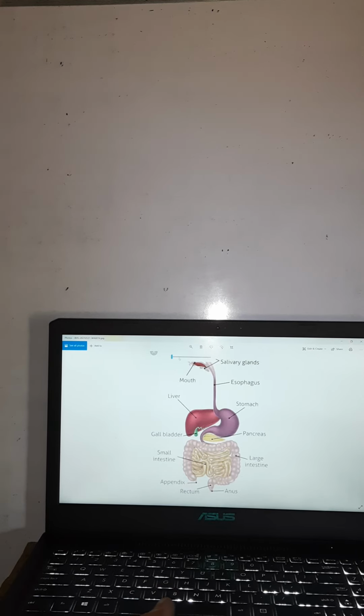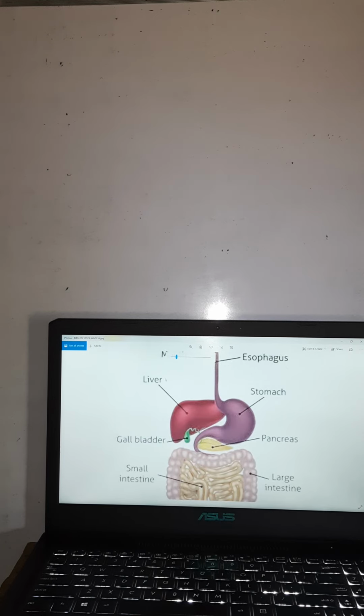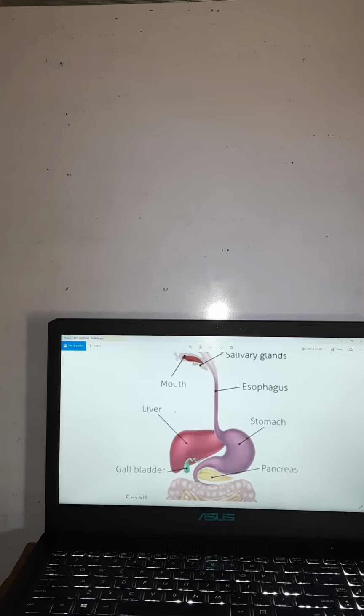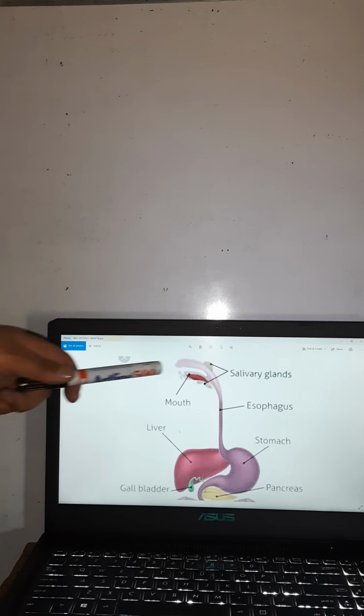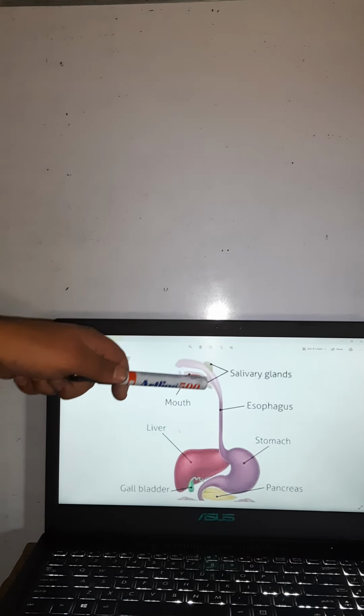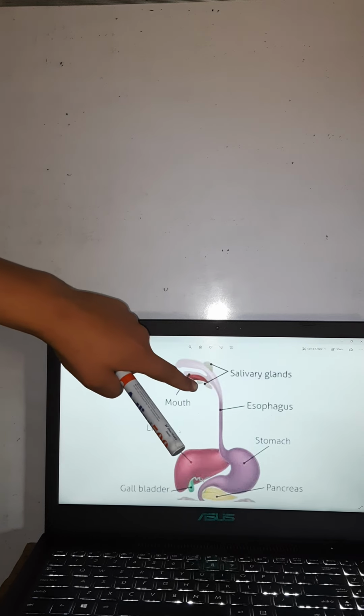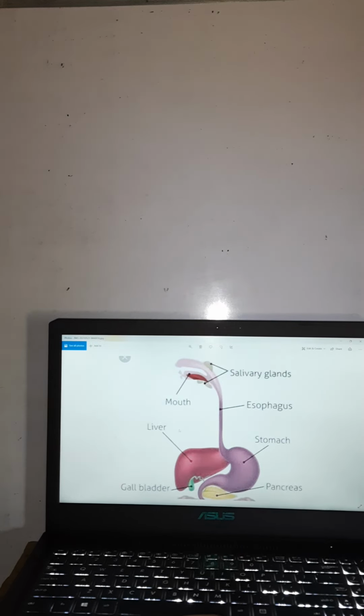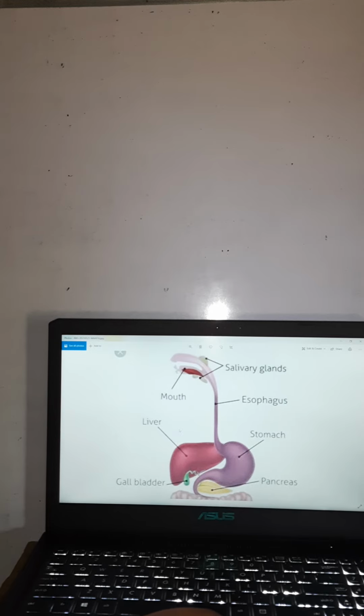Look here. At first, when the food enters into your mouth, which is also called the buccal cavity, there you have two separate glands known as the salivary glands. These glands secrete a juice, and this juice digests the starch present in the food and converts it into sugar.